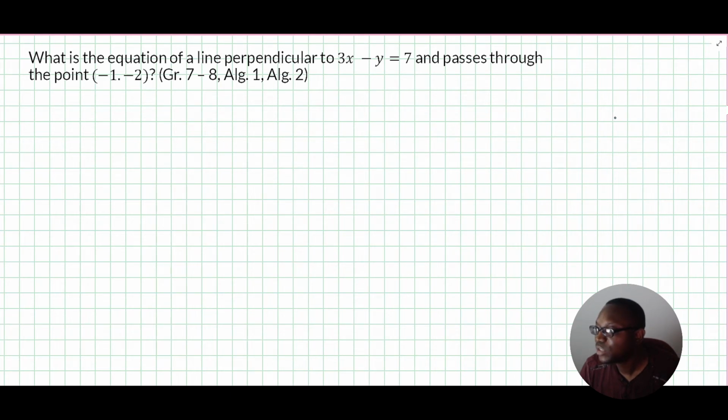So what is the equation of a line perpendicular to 3x minus y equal to 7 and passes through the point (-1, -2)? The first thing you always want to do when you have this type of problem, does anyone want to try this? I'll give you a hint. Always write your equations in this form, y equal to mx plus b. That's the first thing you always want to do when you're dealing with a linear equation, y equal to mx plus b.